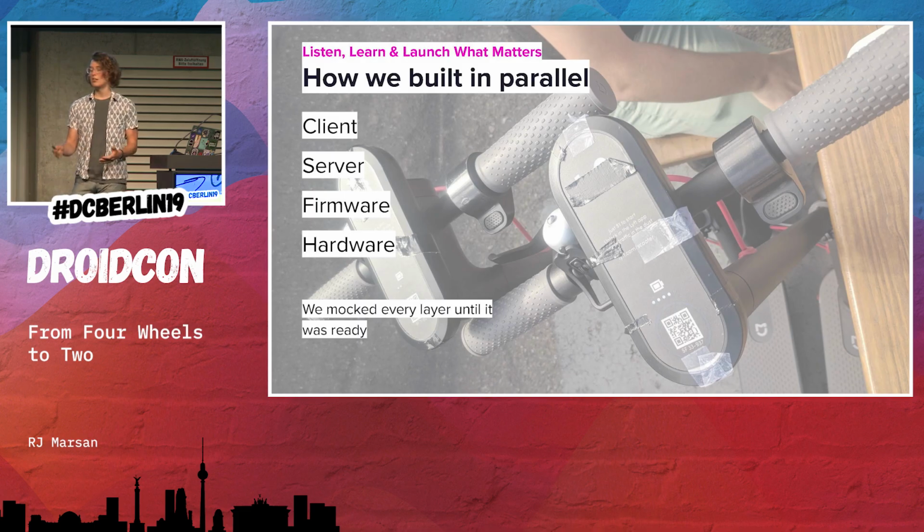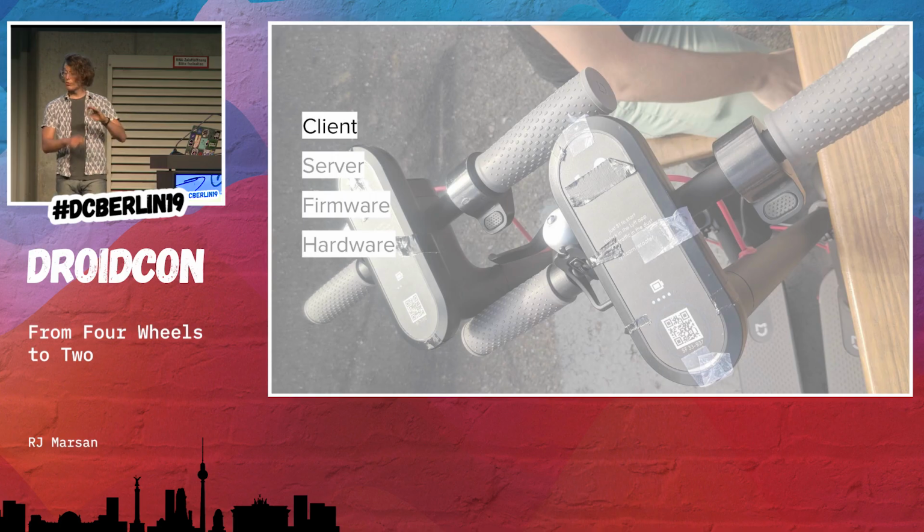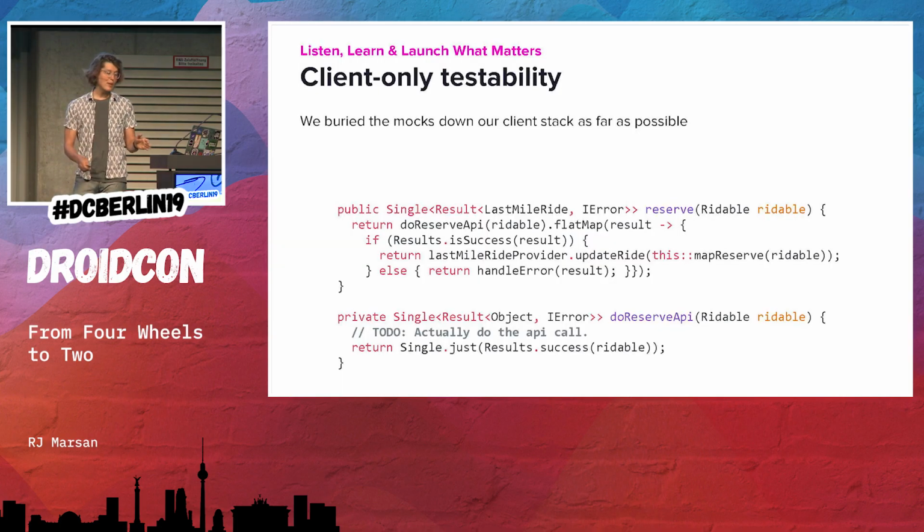We took an onion-like mocking approach, where every single layer of this was mocked until it was ready. So when the client was the only thing that was ready, we just basically took all of our mocks and slowly moved them down the client stack until we got as far as we could go, which is like the raw network layer.